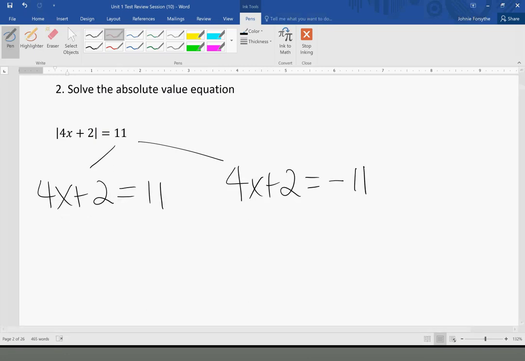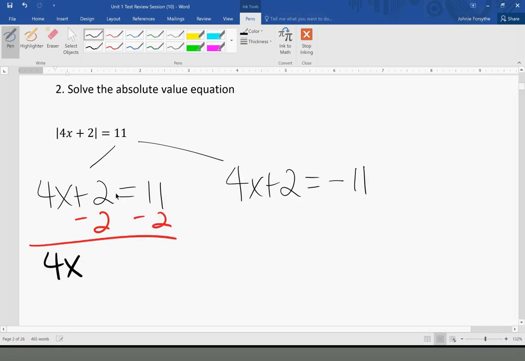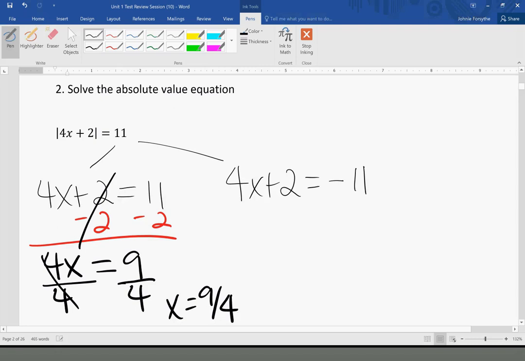So we're going to solve for x on the left. We're going to subtract 2. Then we have 4x equals 11 minus 2 is 9. To solve for x, we're going to divide by 4 on both sides. So x equals 9 over 4. That's one solution.